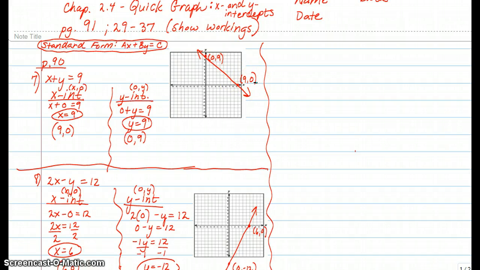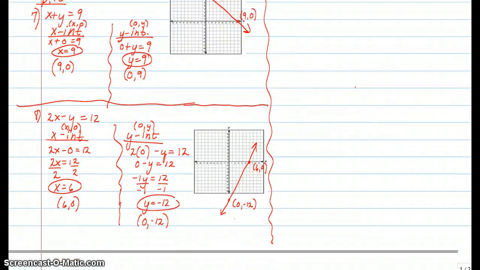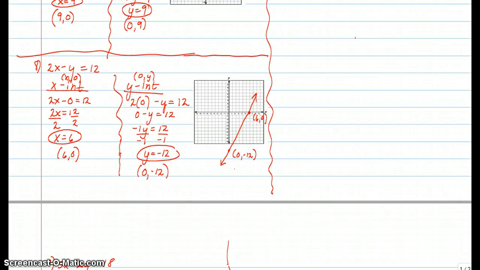All right, moving along. Again, this is another kind of quick graph. Quick is just what it means. It's very fast, and so if you have standard form, ax plus by equals c, this is the method you use. If you have slope-intercept form, y equals mx plus b, then use the slope-intercept form method for quick graphs.